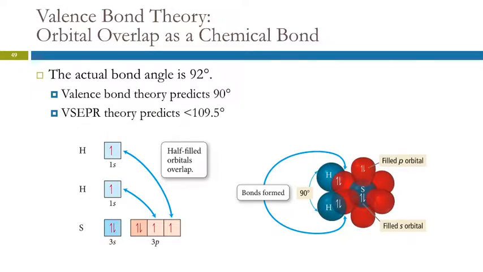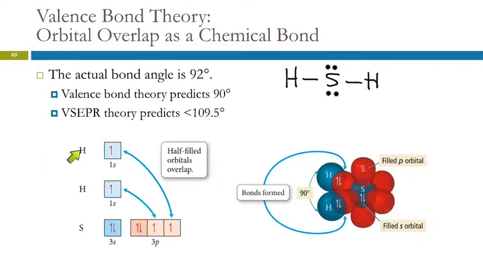So let's look at H2S. So H2S, we can draw its Lewis structure. It's going to look like this. And from VSEPR theory, we could predict what the shape of that is. But let's look at what happens when we think about overlapping orbitals.